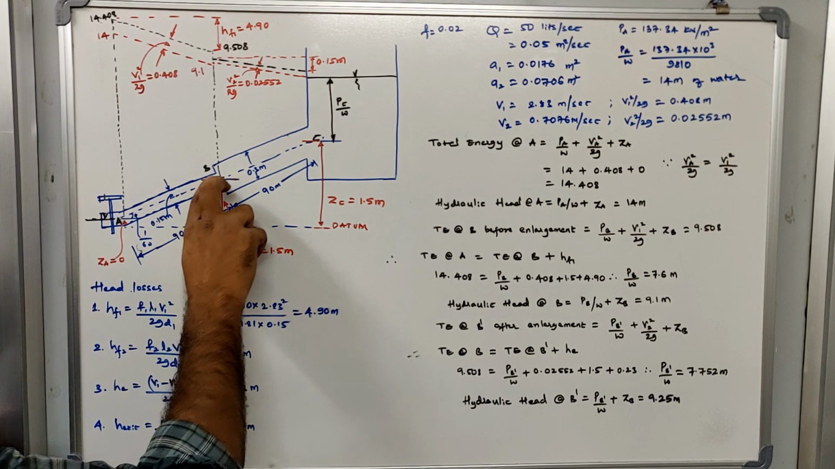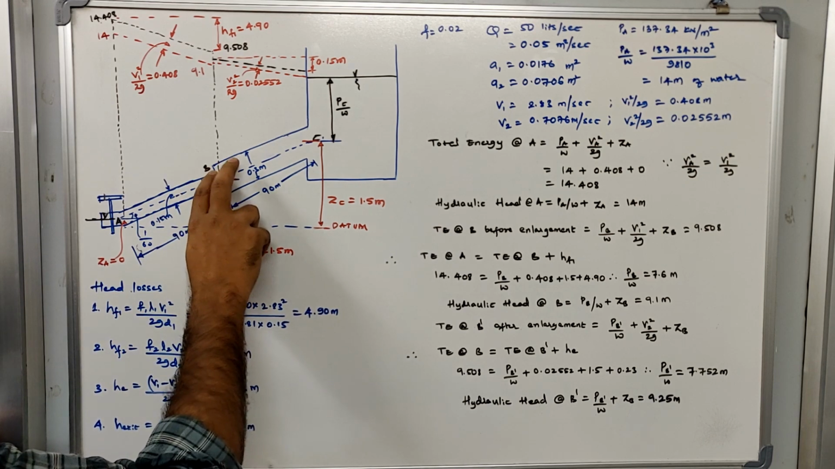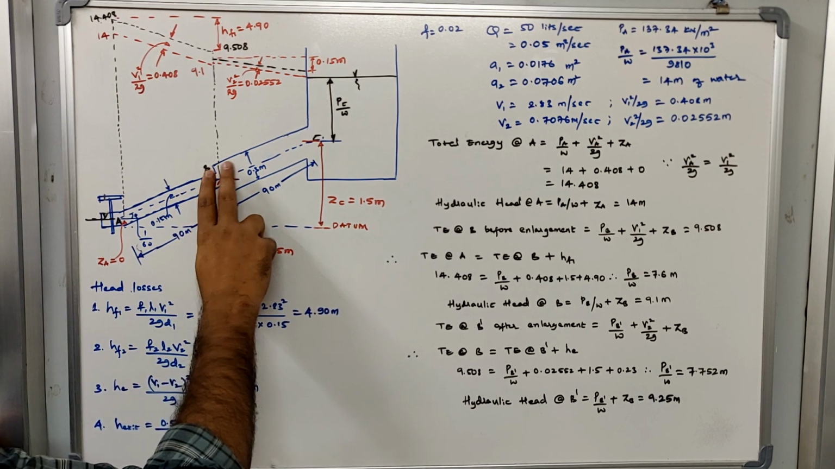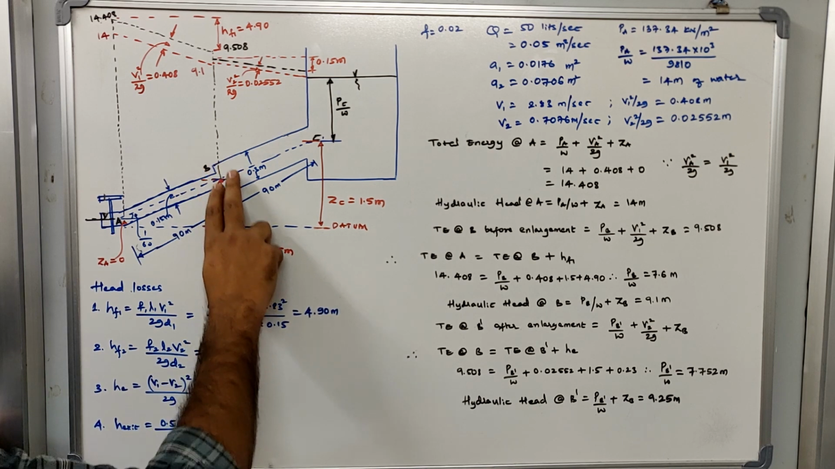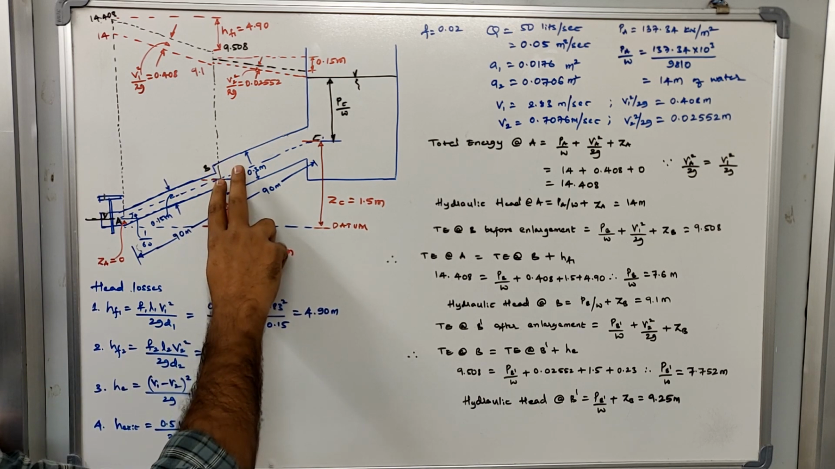Now we know that at joint B, or at point B, the diameter varies from 0.15 to 0.3. So that's why there is a loss due to sudden enlargement.